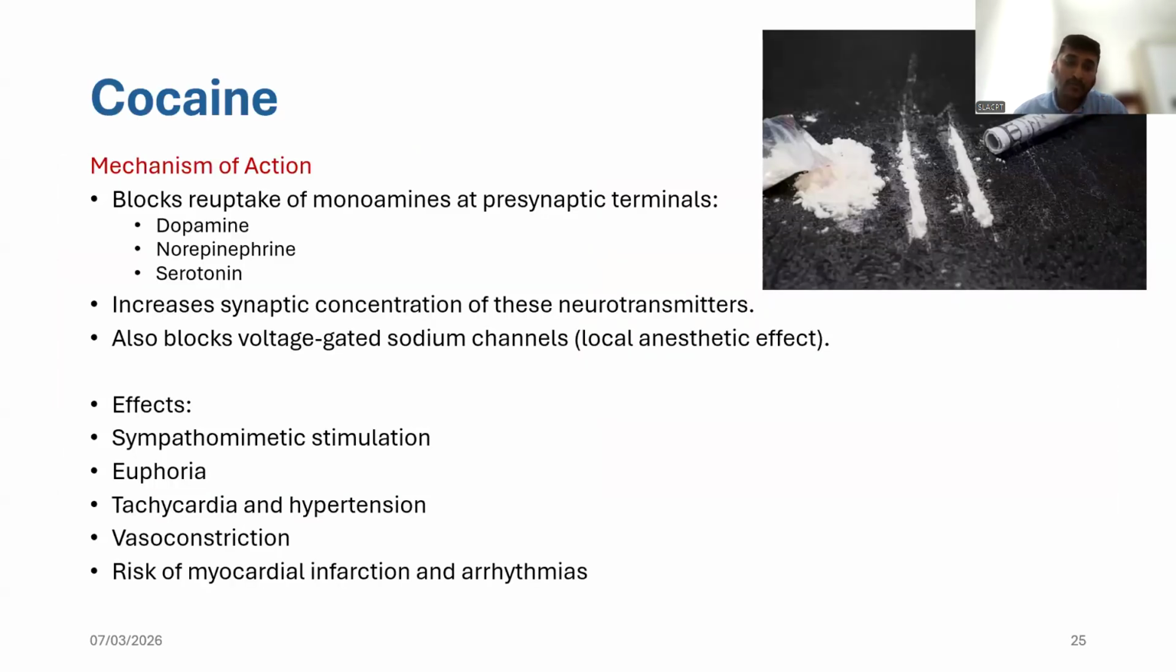Other than that, they can also cause aortic dissection, carotid artery dissection, and they will present with sympathomimetic toxidrome, basically due to the blockage of reuptake of monoamines at the presynaptic terminals, increasing the availability of dopamine, norepinephrine, and serotonin, which will lead to sympathetic activation.